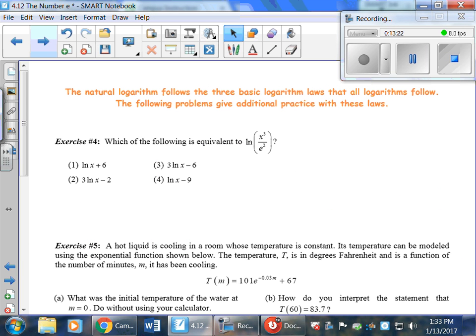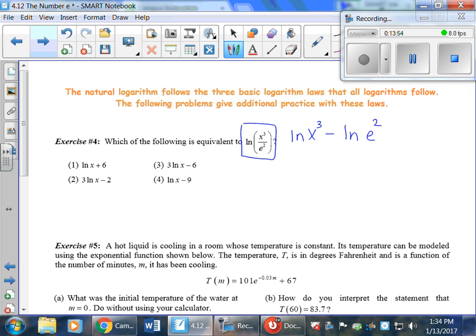So like I said, the 3 basic logarithm laws that apply to logs also apply to natural logs. So we can do the same expansion that we did before. So here we have the natural log of x cubed over e to the 2nd power. So let's rewrite this. The way I need to separate this is by subtraction. So I'm going to have the natural log of x to the 3rd minus ln e to the 2nd.